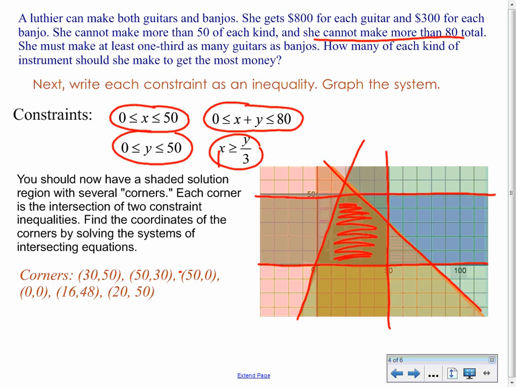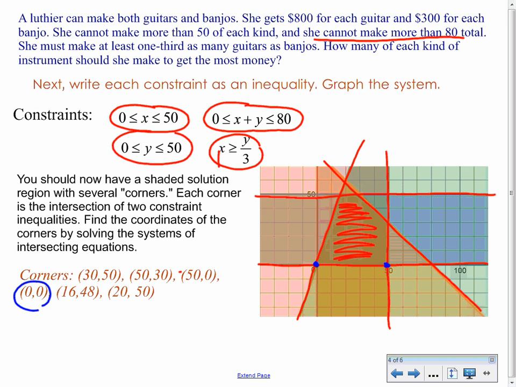And that shaded solution region has corners. It has a corner of 0, 0. That's why I listed it there. That would be don't make any guitars, don't make any banjos, just kind of sit on your hands and don't make anything and don't make any profit. All right? Which may be the best thing to do if there's some way where you're losing money as well. Maybe better just to shut down the company, I suppose.